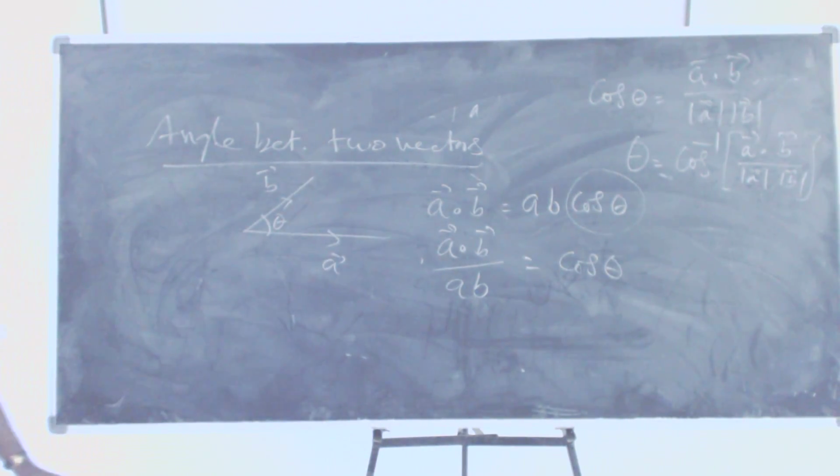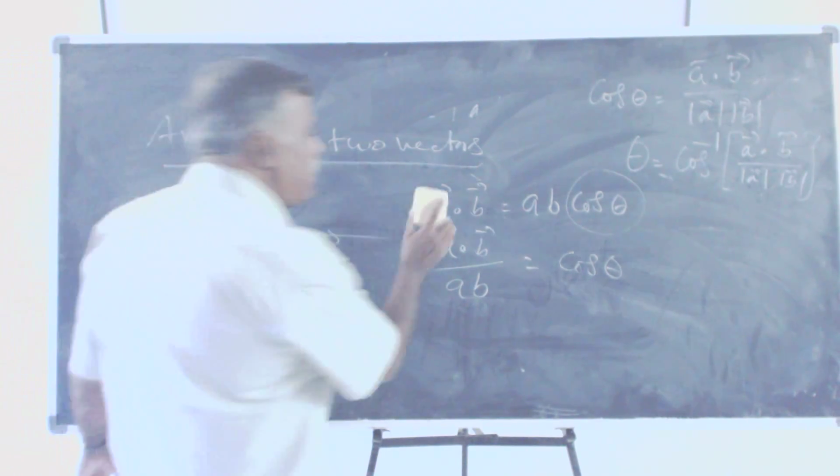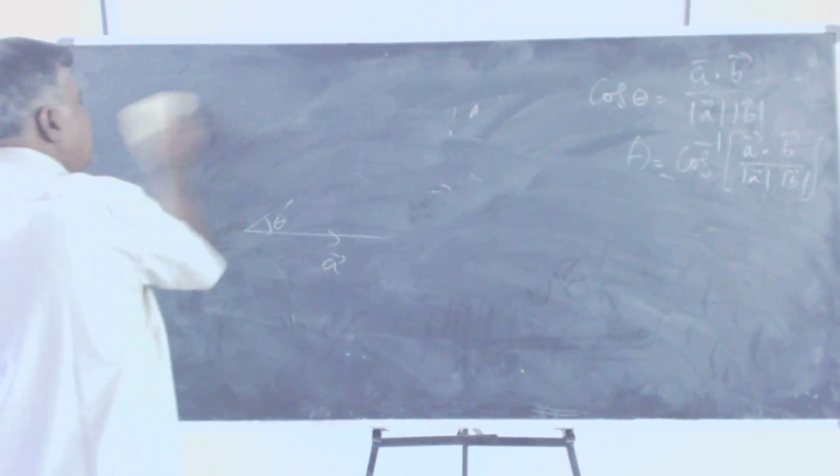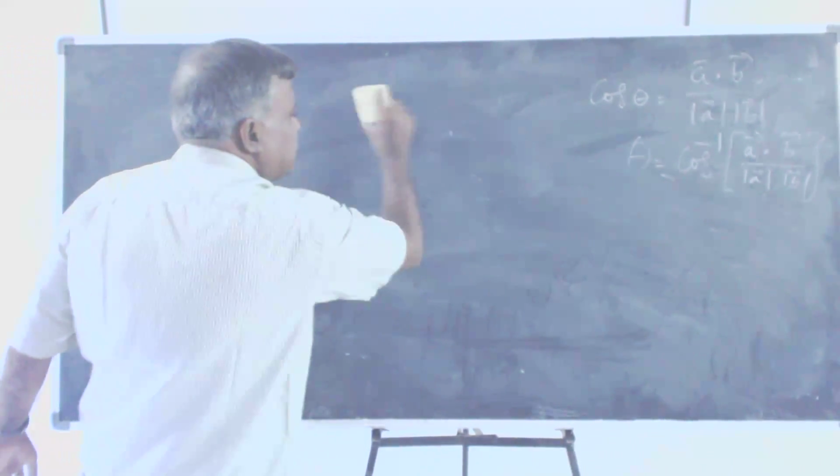Now we know only the definition of dot product. Till now we don't know how to find the value of the dot product. That is what we are going to see now: how to calculate the dot product numerically.